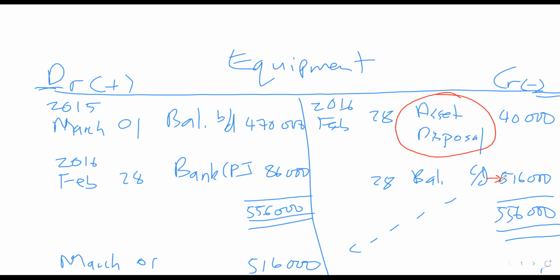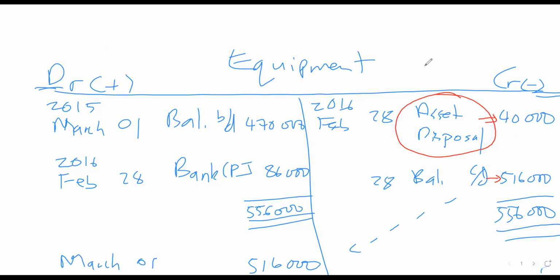And we compared the 516 against the total for the debit side, which is 556. And we observed that there should be something else that happened concerning the equipment, which is what? Asset disposal. There's an equipment that we sold. So you see this value written asset disposal, 40,000. That's the cost price of the equipment which was sold.